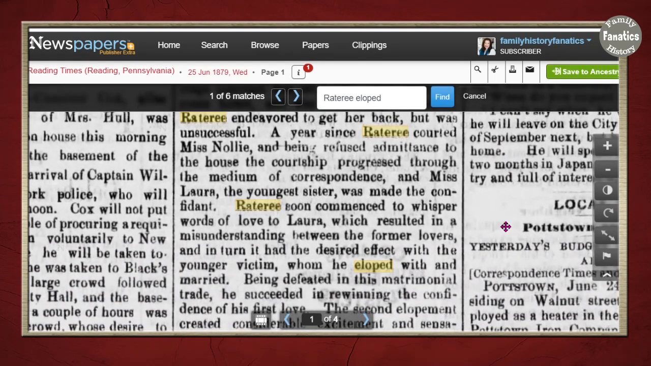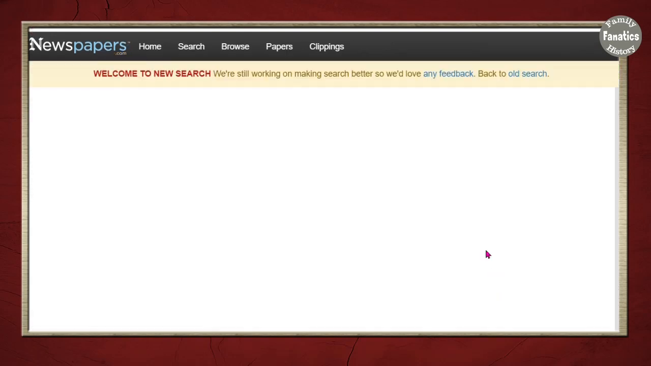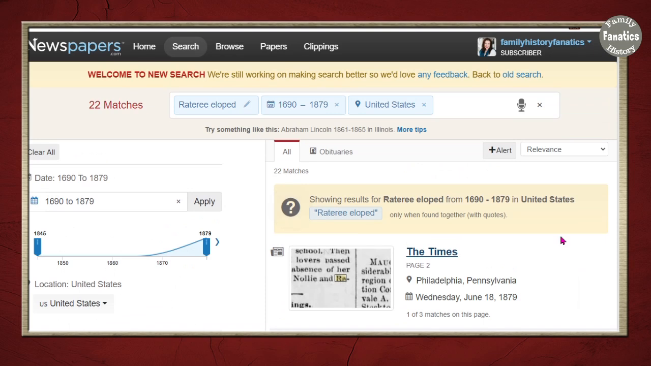She willingly came home and was sent away to school. And a year since, Rattree courted the younger one, he went ahead and eloped with the older sister. So sometimes the elopements are quite sensational and sometimes they're pretty tame.